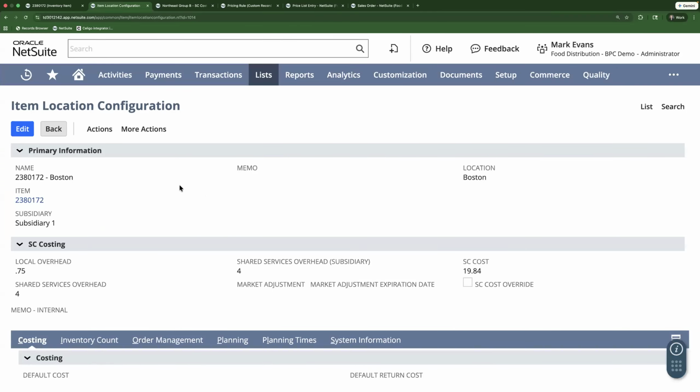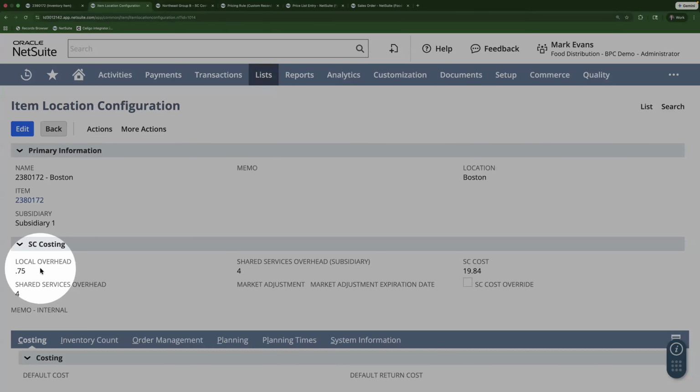So if I move into my NetSuite account for a moment, I am on the item location configuration record. This is where you can see the local overhead that's being applied to this item location combination, as well as the shared services overhead coming from the subsidiary setting. So in this case, I am adding $4.75 to the basis in order to get my sales cost of $19.84.